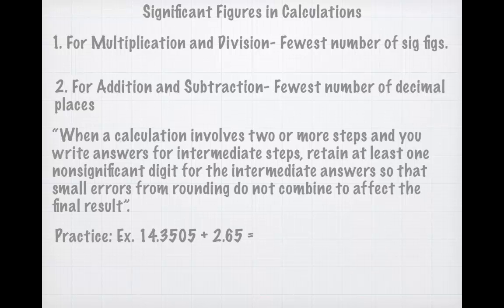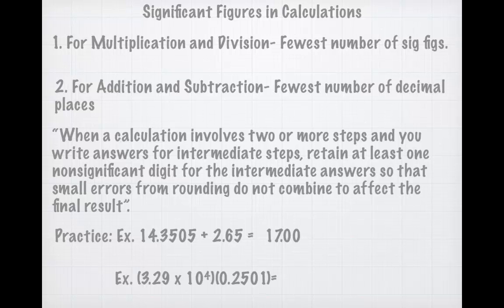So before you get started, remember this is an addition problem, and therefore you're going to be basing your final answer off of the fewest number of decimal places. Well, 14.3505 has 4 decimal places, the 3, the 5, the 0, and the other 5. 2.65 only has 2 decimal places, so my final answer needs only 2 decimal places, and therefore it's 17.00.